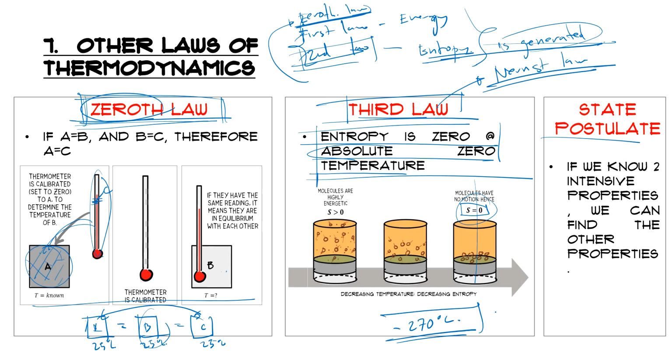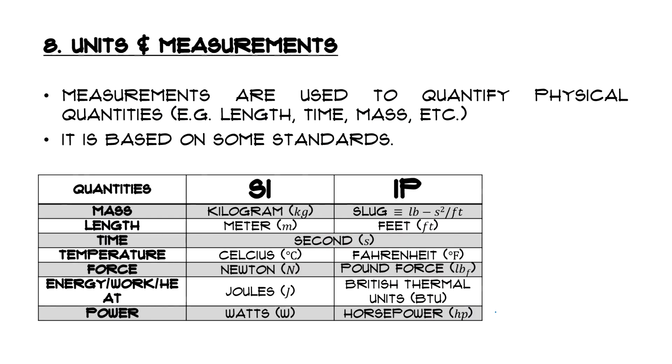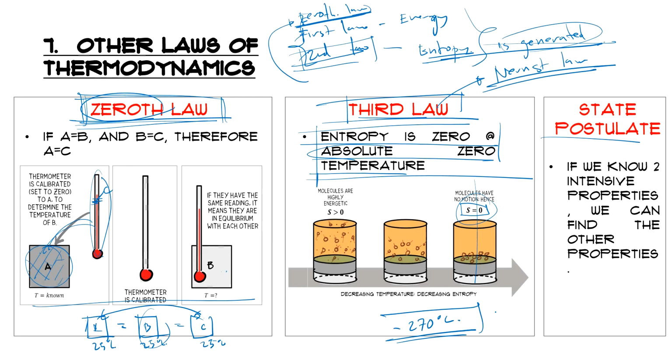Next, we have the state postulate. Basically, if we know two properties of a pure substance, then we can find the other properties. I think that's all for these other laws of thermodynamics. We also have the conservation of mass, so mass is conserved. Anyway, we will discuss that next time.